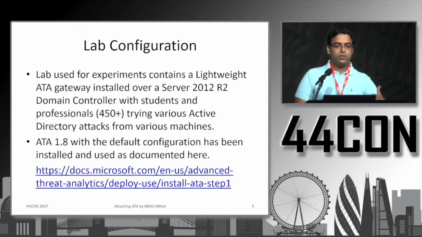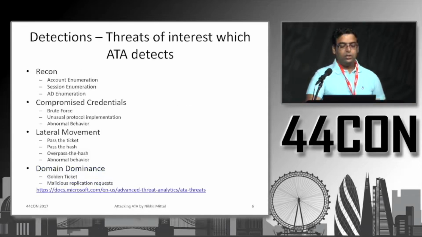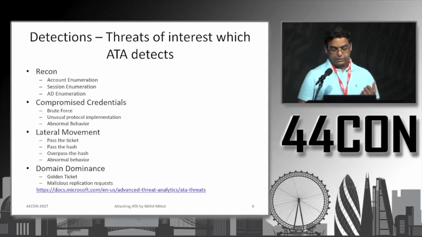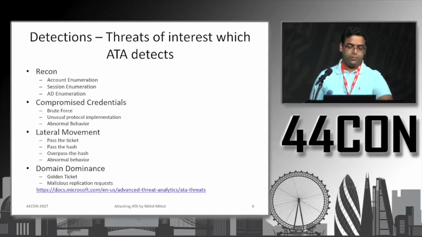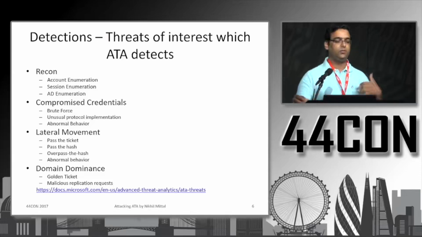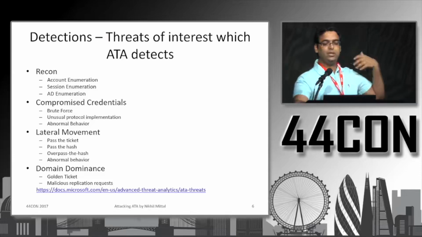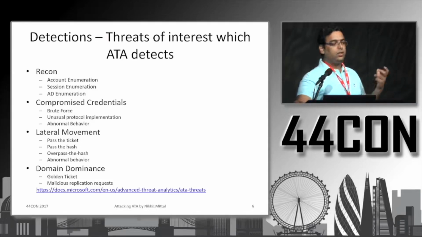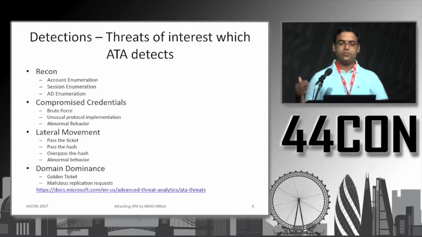We are going to use ATA 1.8, which is the latest version as of right now, in the lab or in the demonstrations. Threats of interest which ATA detects in the Recon phase: account enumeration, session enumeration, Active Directory enumeration, that is, if you are trying to have a look at groups, sessions on boxes, user hunting, looking for local admin access. If you're running attacks like this, it tries to detect them.